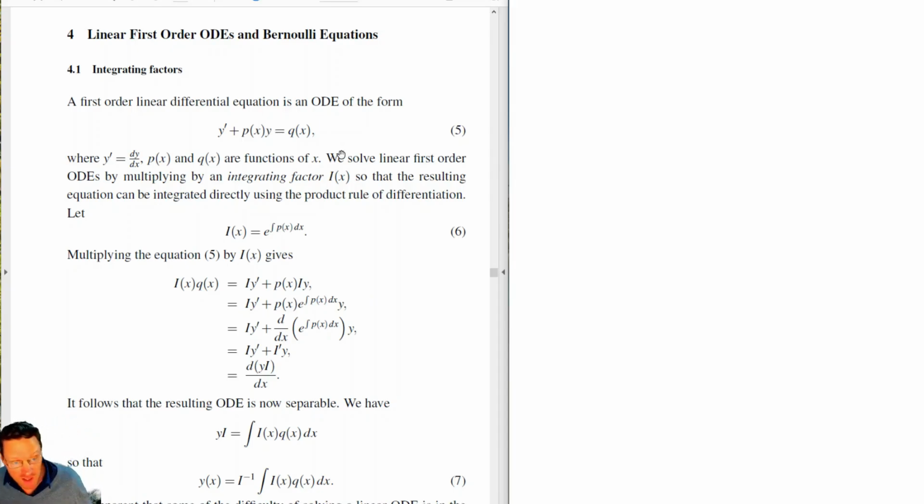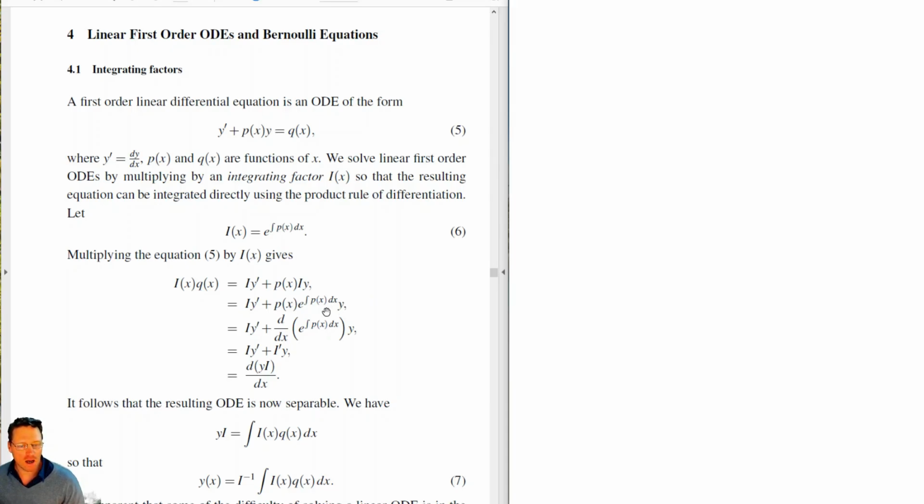So multiplying equation 5 by I of x gives us, let's look at the right-hand side first, I of x times q of x is equal to I of x times y dash plus p of x times I of x times y, just as we have there. Now, what is I? We set out I to be equal to e to the power of the integral of p of x dx, so that's just a substitution of the value of I there.